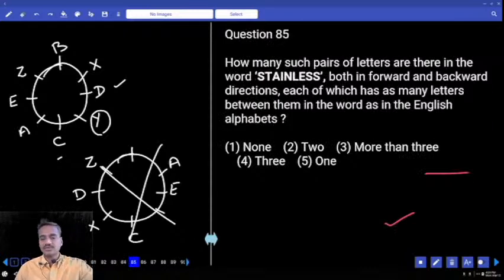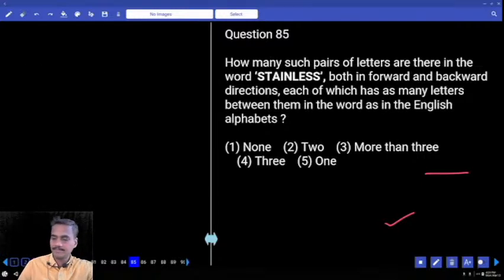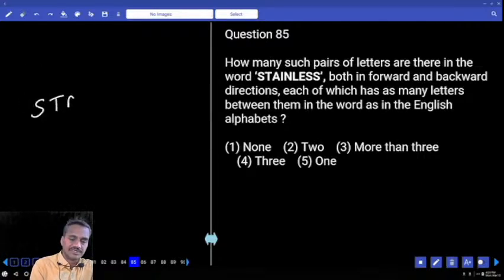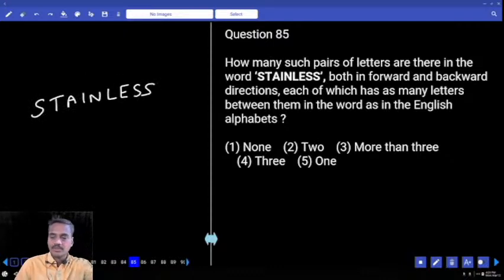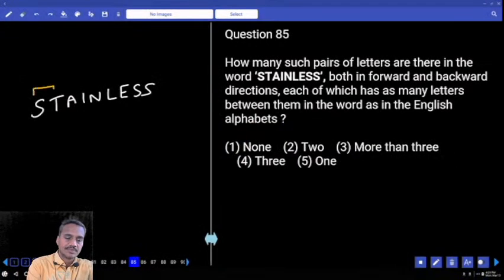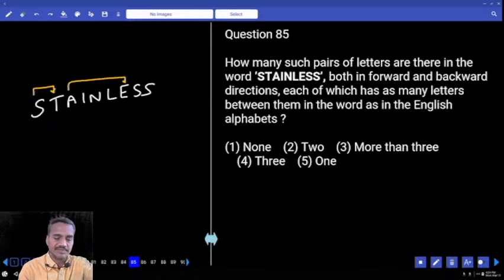The next one, 85. How many such pairs of letters are there in the word stainless? S-T-A-I-N-L-E-S-S. Both forward as well as backward. Starting with S, S and T. Next one, S, T, U, V, W, X, Y, Z. And A, B, C, D, E. A to E, there is one more. B, C, D, E, I, J, K, L, M, N, O, P, Q, R, and so on. Left to right, there are only 2 pairs.